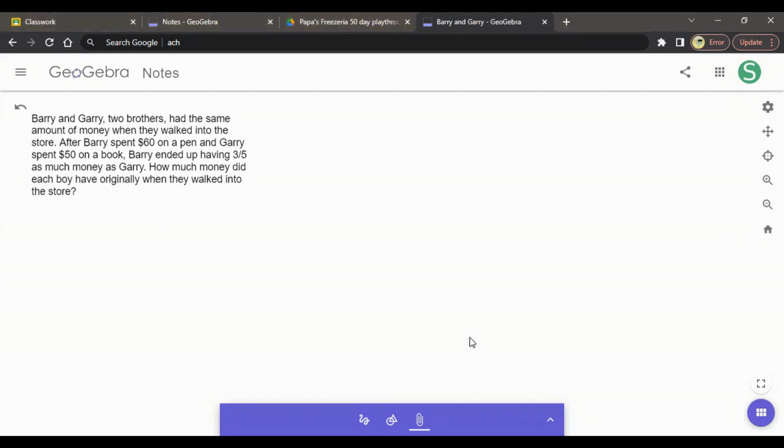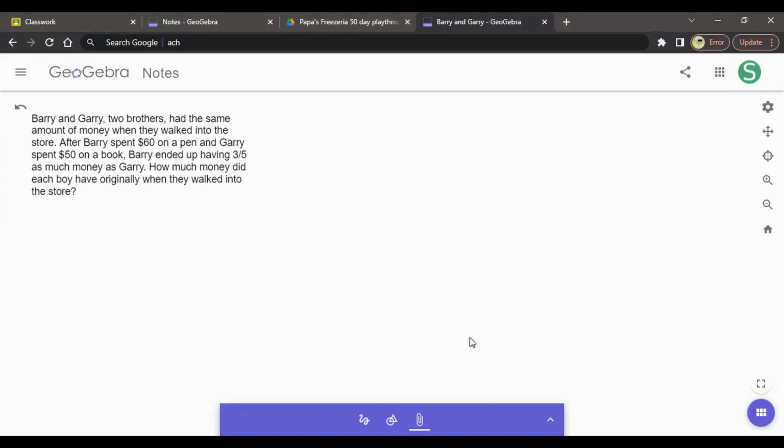Alright, this problem says Barry and Gary, two brothers, had the same amount of money when they walked into the store. After Barry spent $60 on a pen and Gary spent $50 on a book, Barry ended up having 3/5 as much money as Gary. How much money did each boy have originally when they walked into the store?